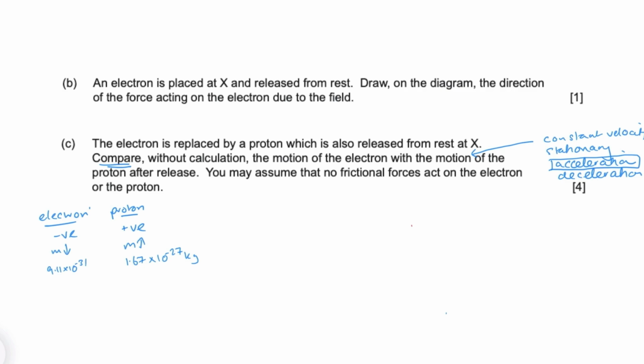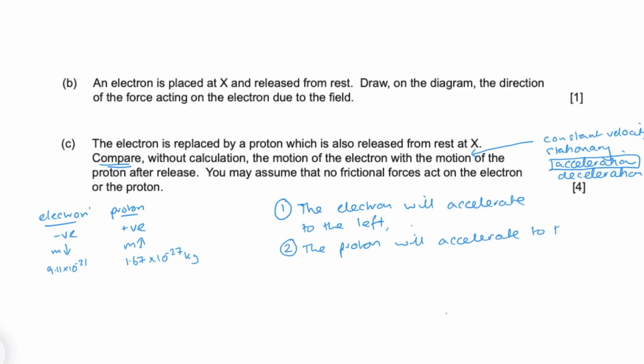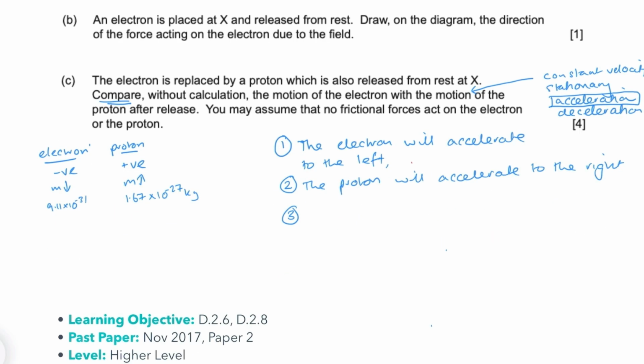Okay, so we've compared the electron and proton, we know we've got to use the word acceleration, and we've got to get 4 marks. So the first difference in the motion will be the electron will accelerate to the left. We have the force on the electron above that's going to the left. The proton will accelerate to the right. Another difference, A equals F over M.